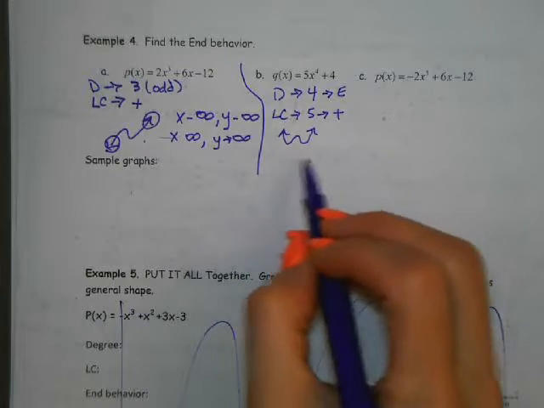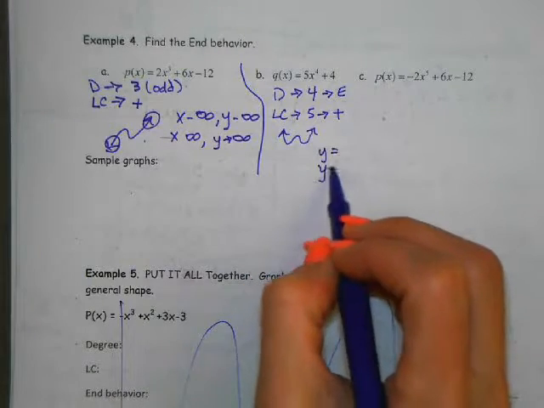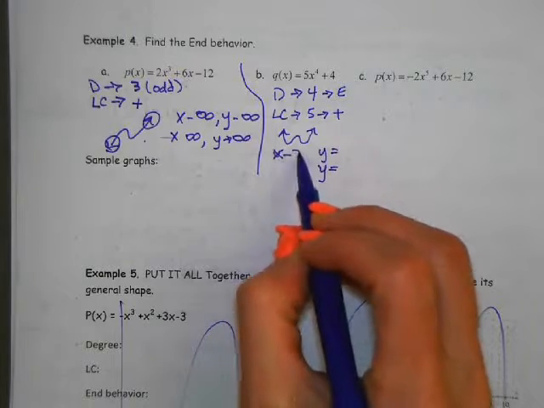So what is my end behavior? So what are my y's? As x is a negative infinity, what is y?